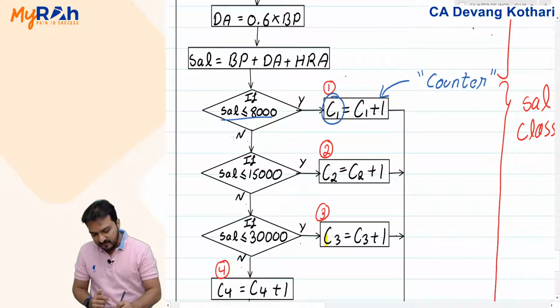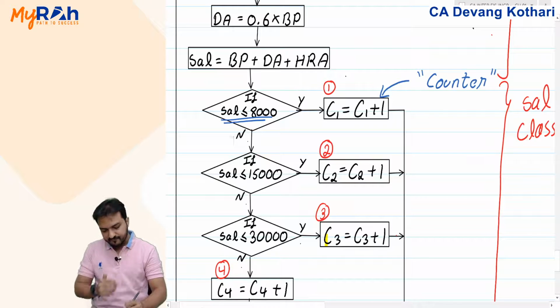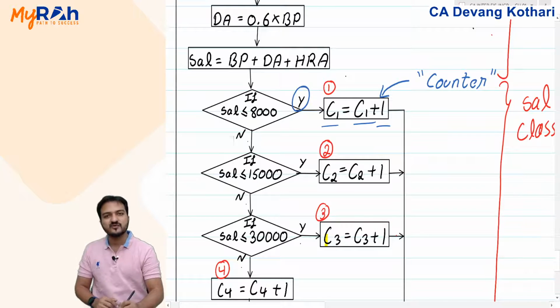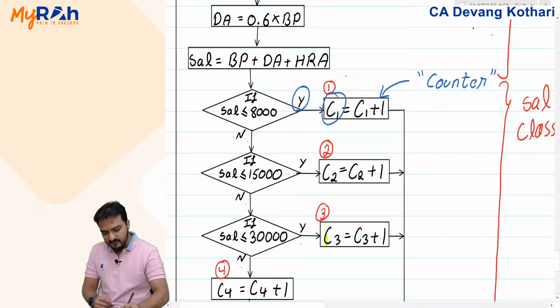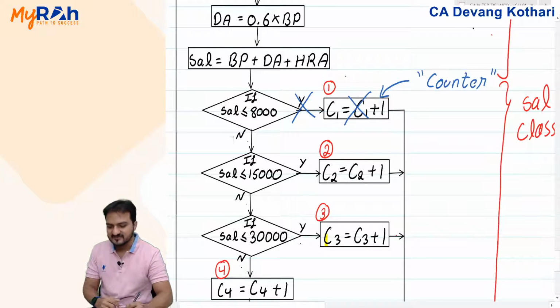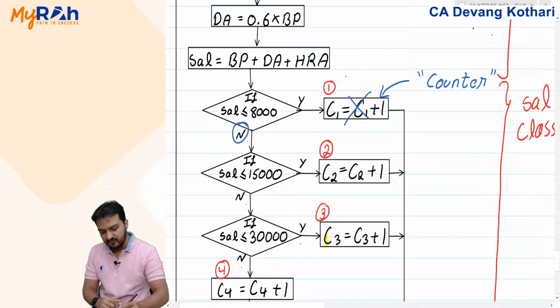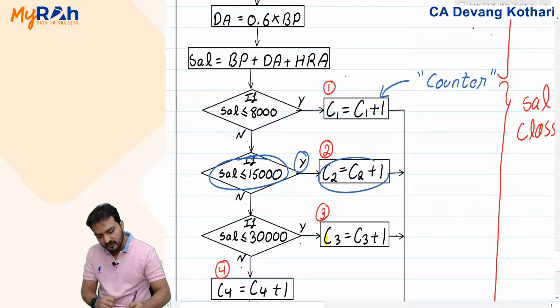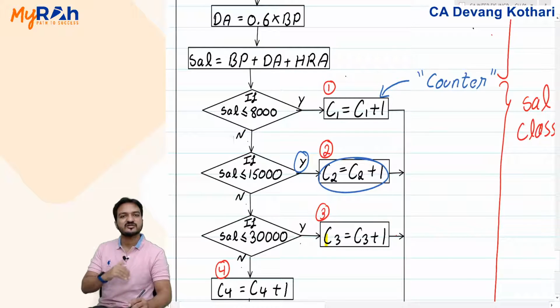So if salary is less than 8,000, if yes, then I put a counter here. The counter will count that C1 equals C1 plus 1, meaning every time your flowchart gives answer yes here, this location C1 will increase by 1. But if salary less than 8,000 is no, then it does not go in this direction and the counter does not increase. It goes down the no direction, and there you check whether salary is less than 15,000. If yes, then you run counter 2 and increase location C2 by 1.